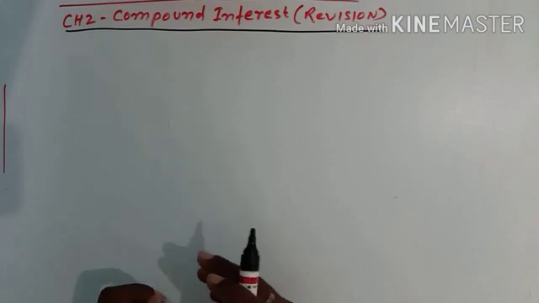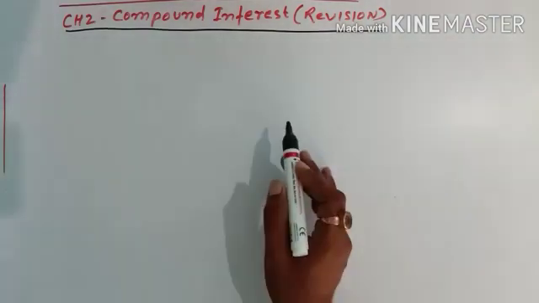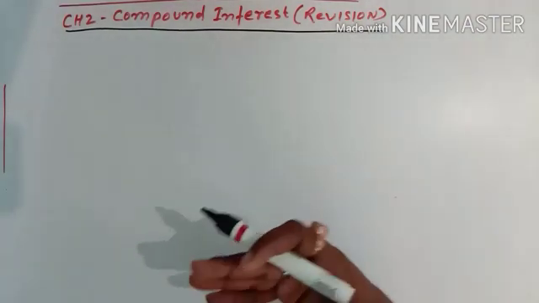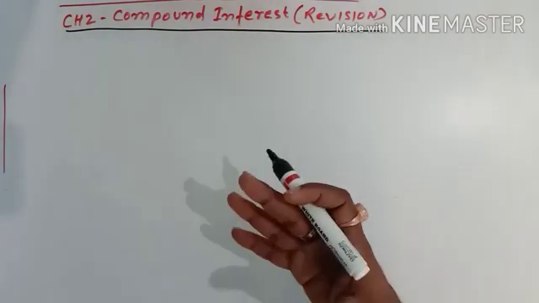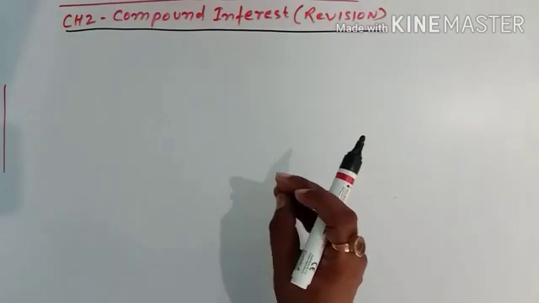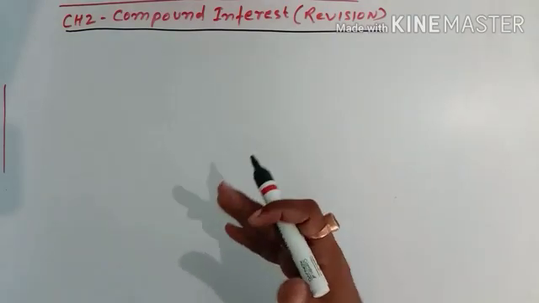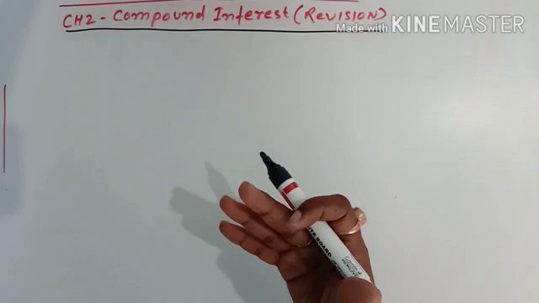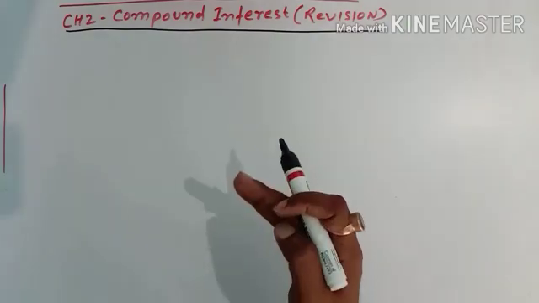Students, you all have started this chapter compound interest in the previous classes. Now here I'm going to just repeat or revise this chapter once again for you. So let's start with the formula first. You might be knowing the formula of finding the compound interest through simple interest.